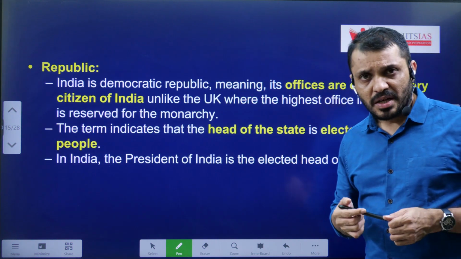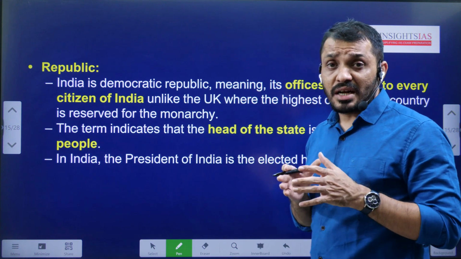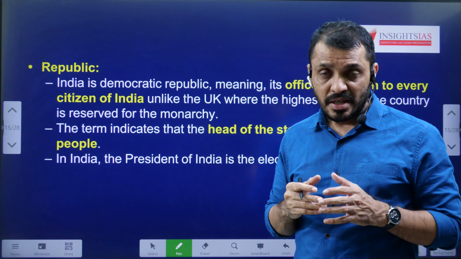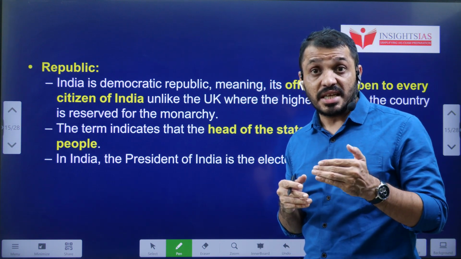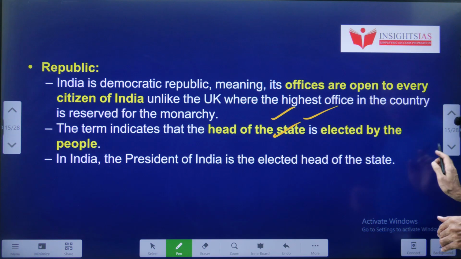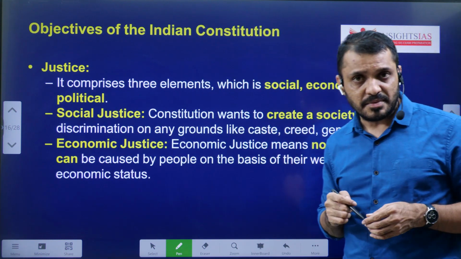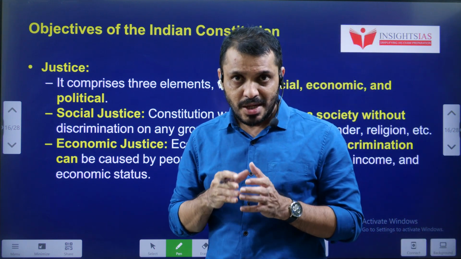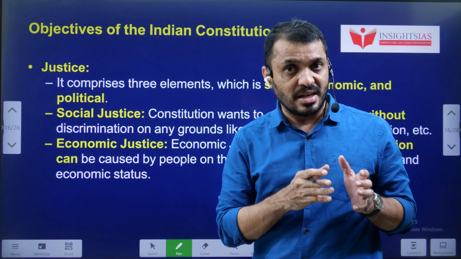Next, republic. Republic means the head of the state is elected rather than hereditary. In a country like the UK, the head of the state is hereditary, whereas in India, the head of the state is elected. So India is a republic because the head of the state is elected. So these are the five words which describe the nature of the state: sovereign, socialist, secular, democratic and republic.